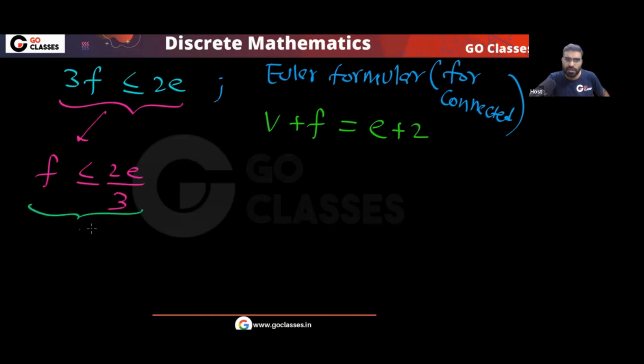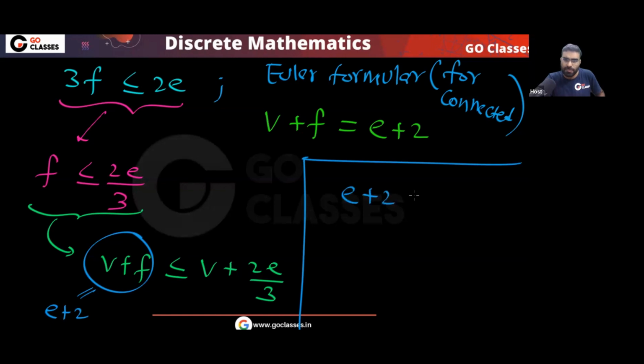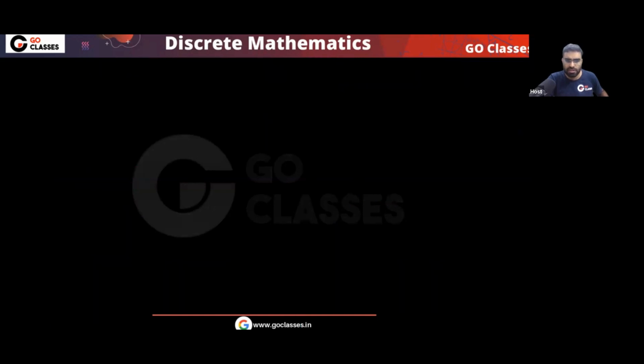And from here I can also say that v plus f is less than or equal to v plus 2e divided by 3. Notice that v plus f is equal to e plus 2. So finally we got that e plus 2 is less than or equal to v plus 2e divided by 3. Now you multiply with 3 and solve it, and you will get e is less than or equal to 3v minus 6. This is your result number 1.